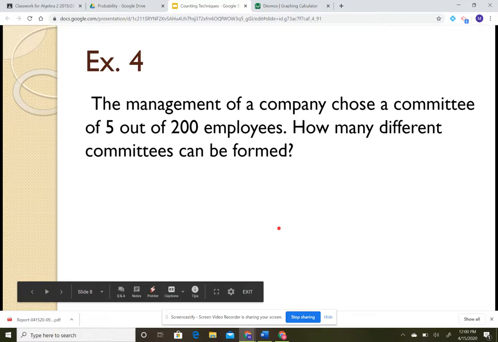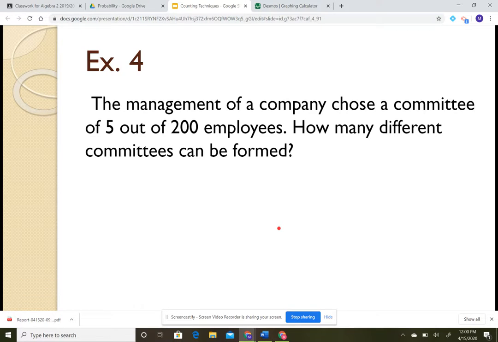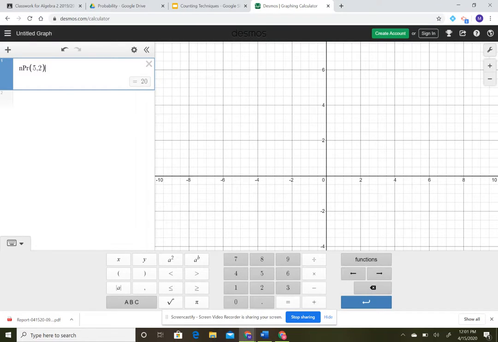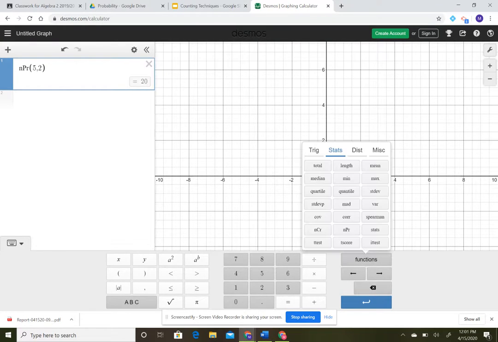Next problem: the management of a company chose a committee of 5 out of 200 employees. How many different committees can be formed? Being that they're all just chosen for a committee, they're all going to be doing the same thing, serving on this committee. This one, order does not matter, so it is a combination. When we set up the combination, again, put the total first. That'll be 200 C 5.